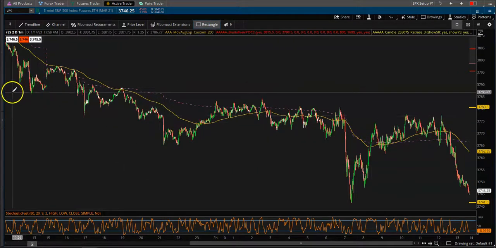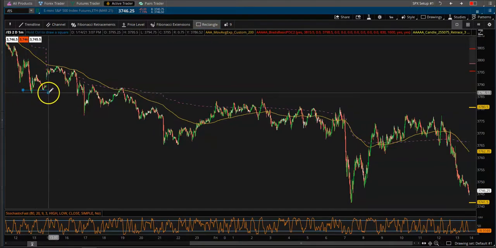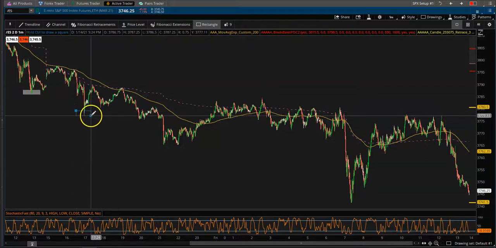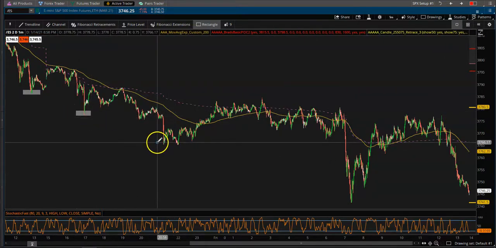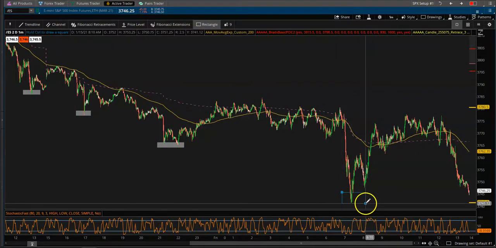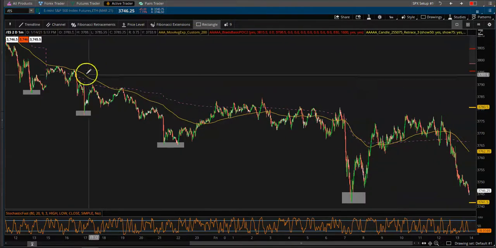What I see right here is I see this low right here. I also see this low. I see this double bottom, okay? And then I see this low right here, okay? Those are what stands out to me on the downside.